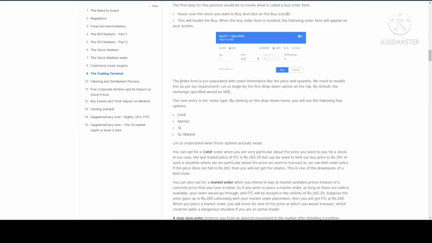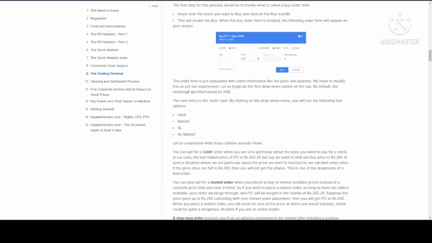The order form is pre-populated with some information like price and quantity. We need to modify this as per our requirement. Let us begin by the first drop-down option on the top. By default, the exchange specified will be NSE. The next entry is the order type.